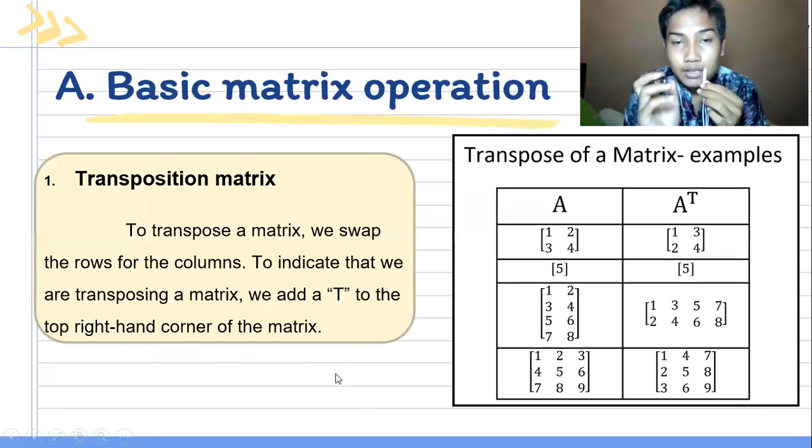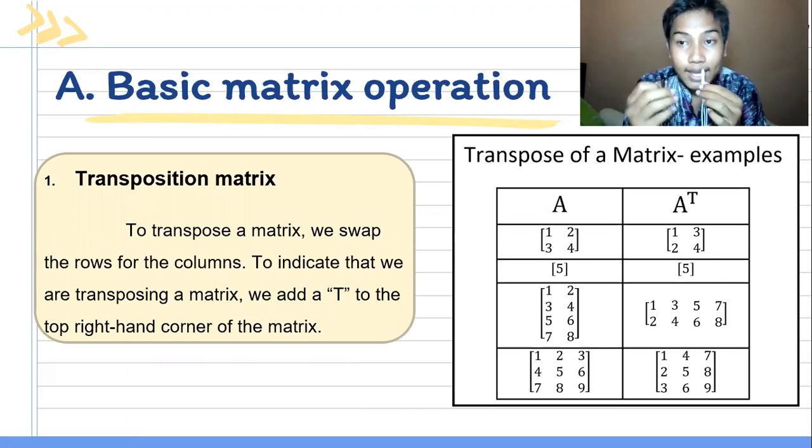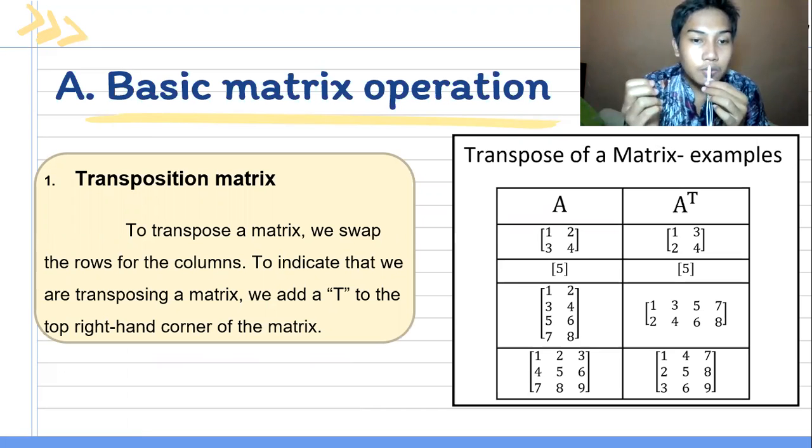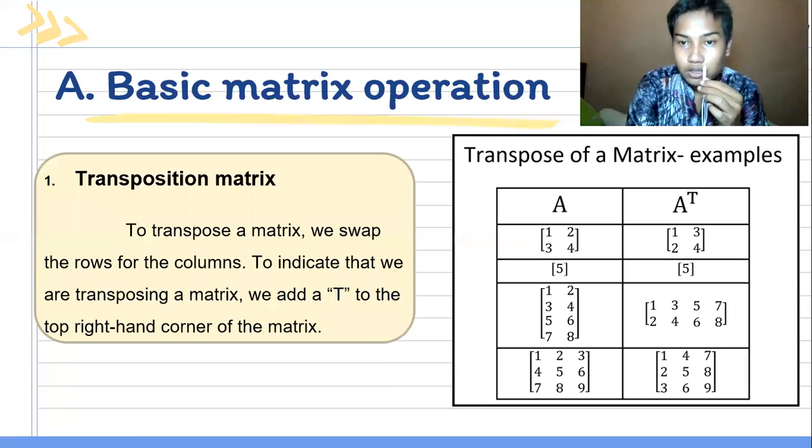And let's talk about basic matrix operations. First, we have the transposition of a matrix. To transpose a matrix, we swap the rows for the columns. To indicate that we are transposing the matrix, we add T to the top right hand corner of the matrix.